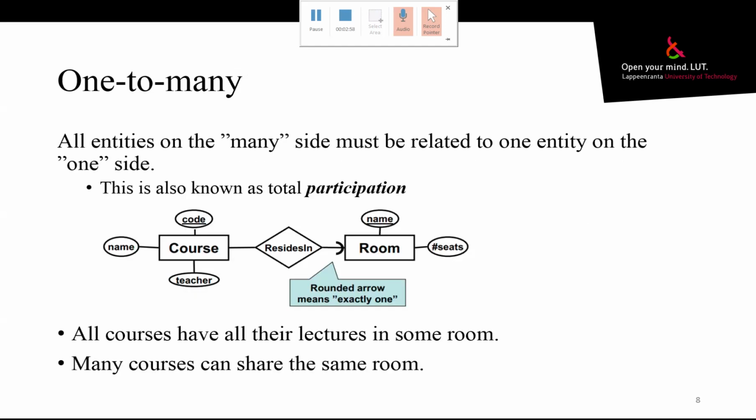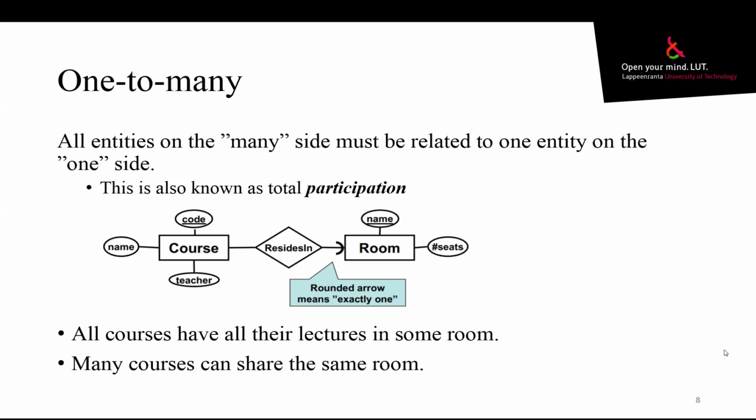And the one-to-many relationship, let's take an example that we have here. All courses can have their lectures in some room, but many courses can share the same room. So in this part, it's also known as participation, where entities can be related to a particular entity, one way or the other.